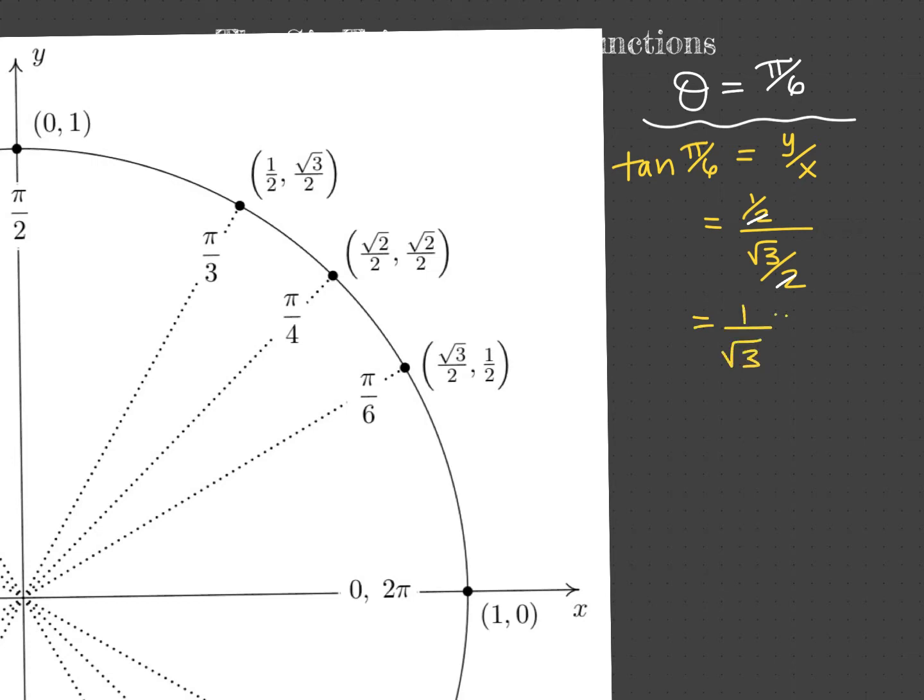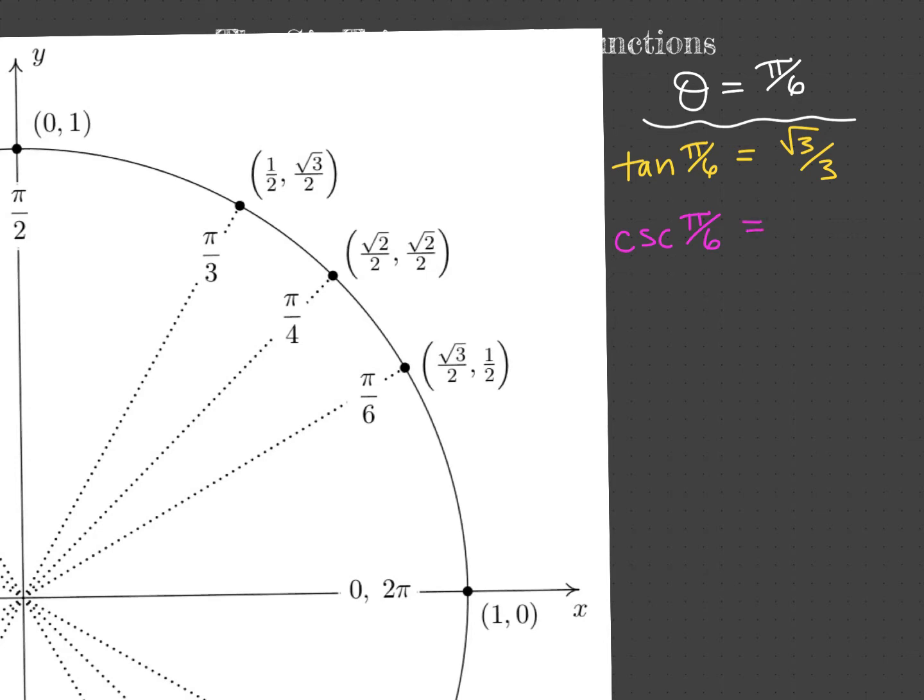Then of course we need to rationalize this so it can be written properly. So we'll have root 3 over 3. So the tangent of pi over 6 is root 3 over 3. How about the cosecant of pi over 6?